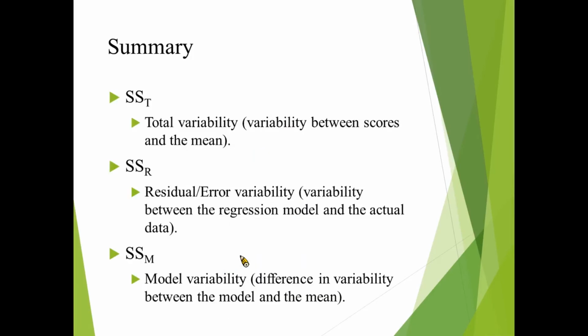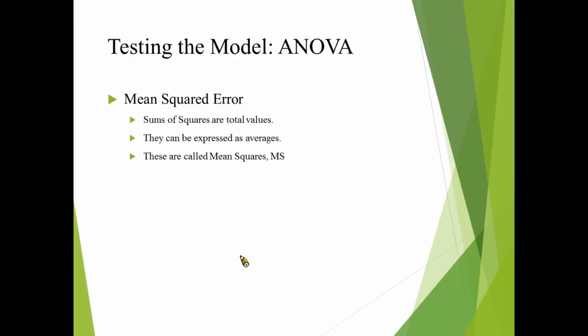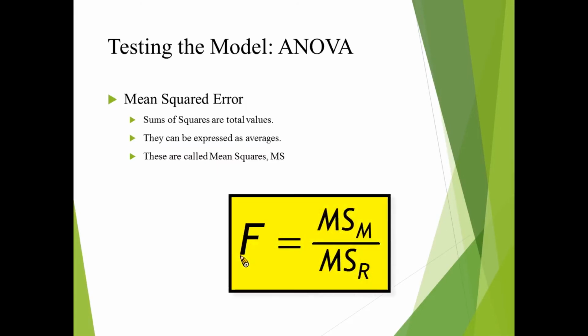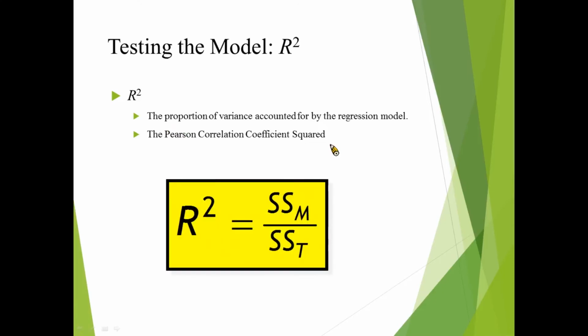Okay, and ANOVA, we test the model. This is the F value, the F test. R squared is the proportion of variance accounted for by the regression model, and it equals the Pearson correlation coefficient squared.